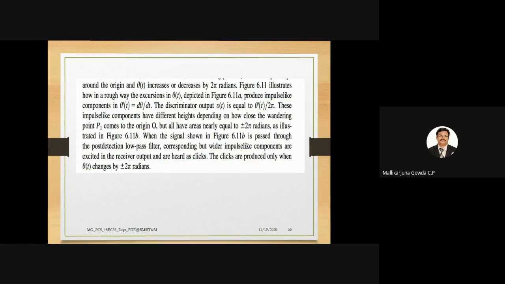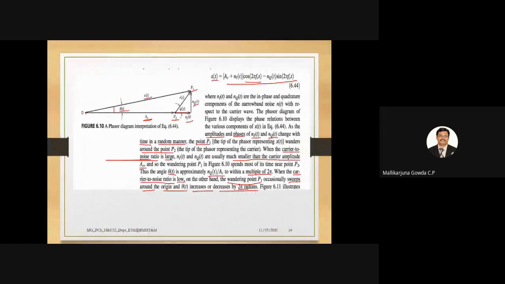With respect to this phasor diagram, I said two cases. When the carrier to noise ratio is large, what happens? When the carrier to noise ratio is small, what happens? When the carrier to noise ratio is large, the value of theta of t will be nQ of t by Ac, because the carrier component is much greater than the noise component.